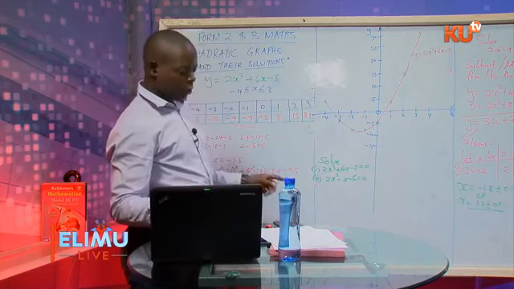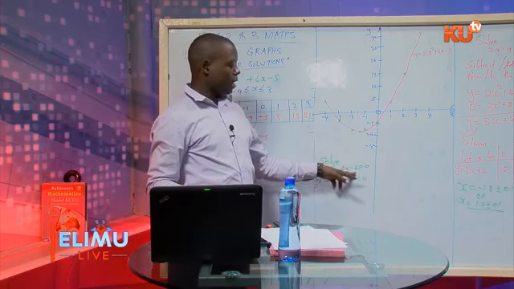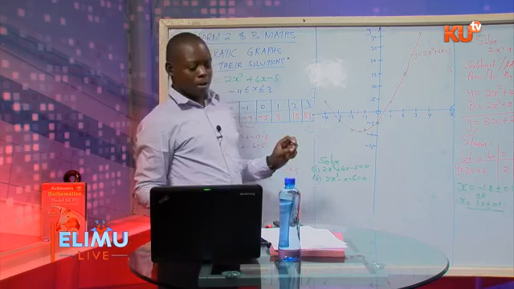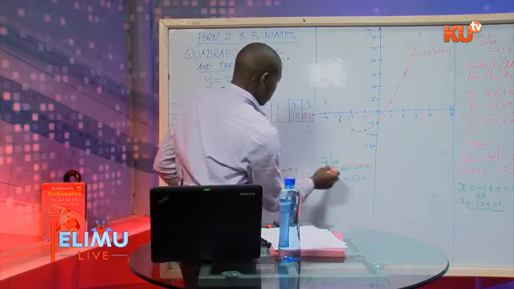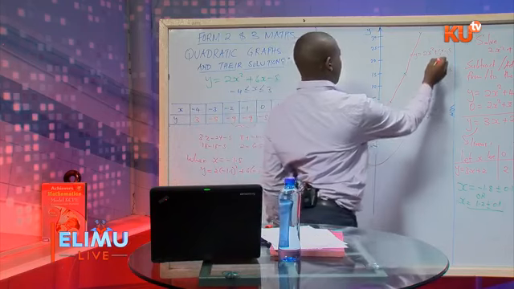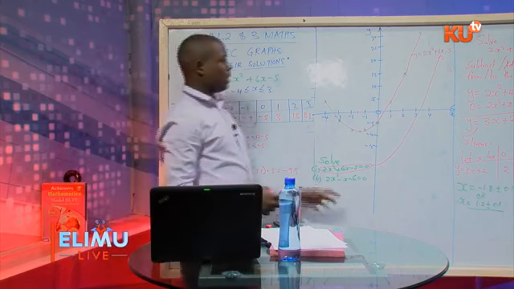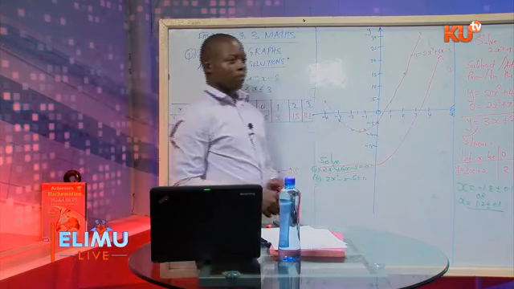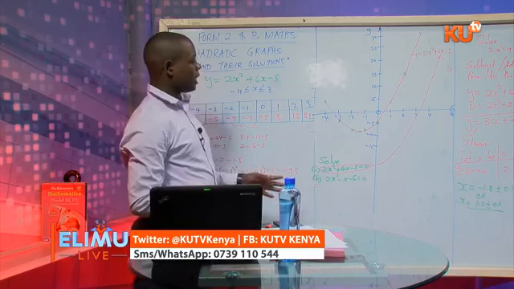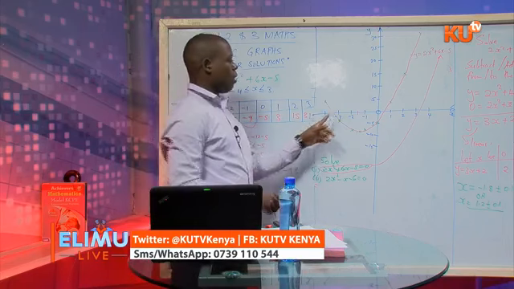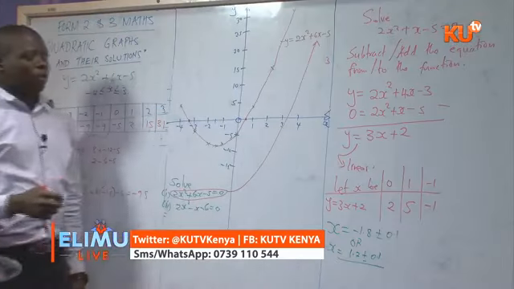Now, we are told to use the graph to solve Roman 1, 2x squared plus 6x minus 5 is equals to 0. If you compare this equation with what you've drawn, they are the same thing. The only difference is that this is a function and this is an equation. So what we are supposed to get here are simply the points of intersection of the curve with the x-axis. They will give us the solution.